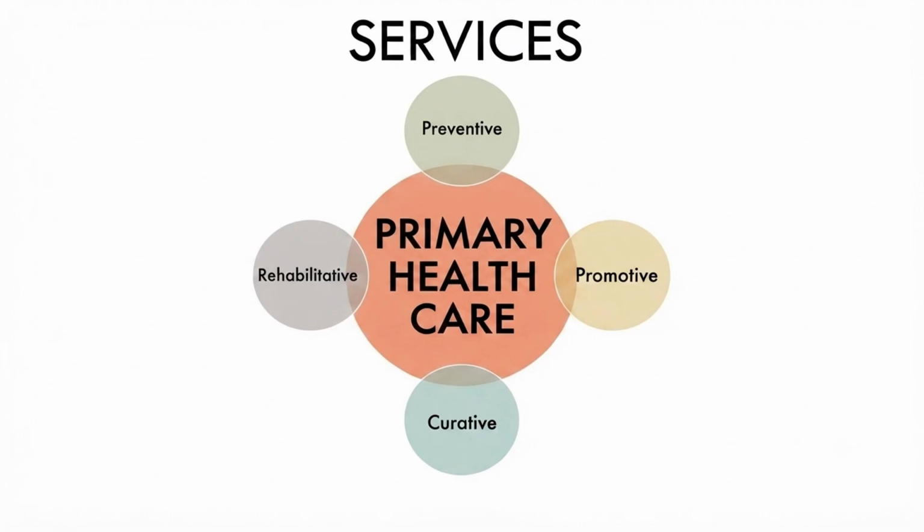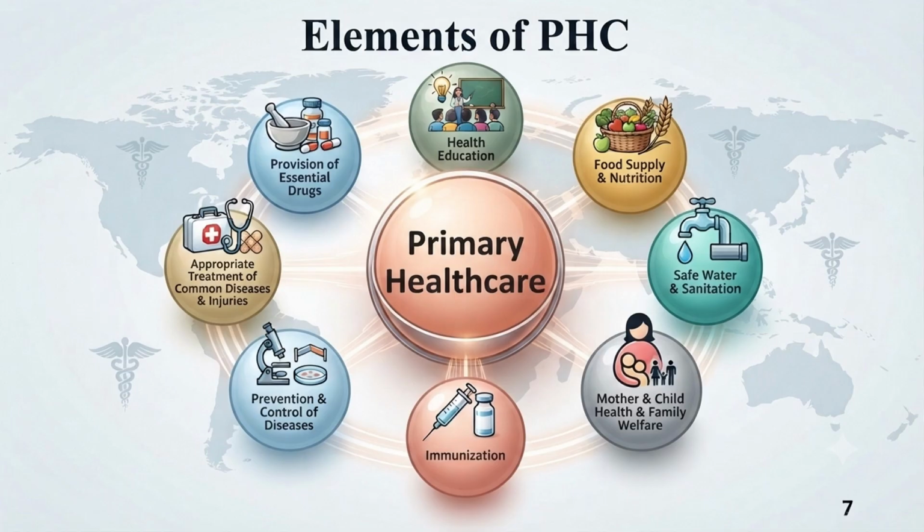And to give primary health care, we should utilize all these services. This is not only about preventive, this is not only about curative. It is a combination of preventive services, promotive services, curative services, and rehabilitative services. All these services in combination are needed to give primary health care. Now we will see what the elements of primary health care are. That means, what are the different things that will be there in primary health care.